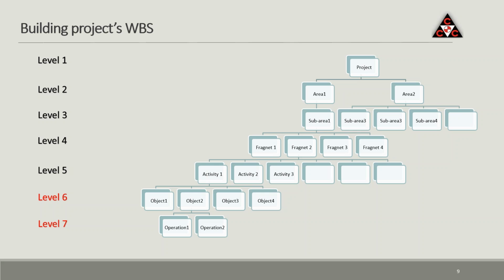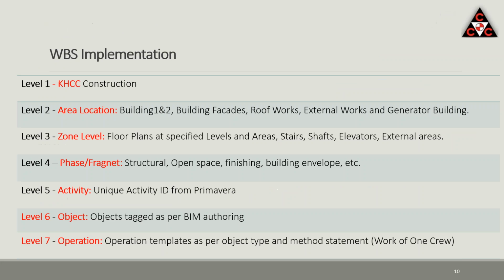The operations are the activities needed, or what we need to do to finish that object. For example, if the activity is tiling and the object is room 5, the operations may be screed and tiling. So it's the work of one crew. The operation level is the work of one crew. So for this project, area location, building 1 and 2, each building was one area. And level 3 was the zone level, floor plus a specified area of that floor depending on the type of construction.